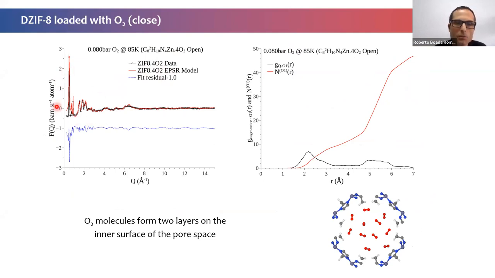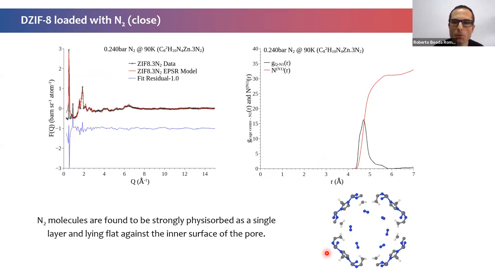And by doing the calculation, we found a good agreement, especially in the first diffraction peak, which is related to the distribution of all the molecules in the cage pore. And we were monitoring the position of these gas molecules in the cage. We could see that they were distributed in a kind of two-layer absorption. So the oxygen forms two layers at low pressure. What happens when we change to nitrogen?